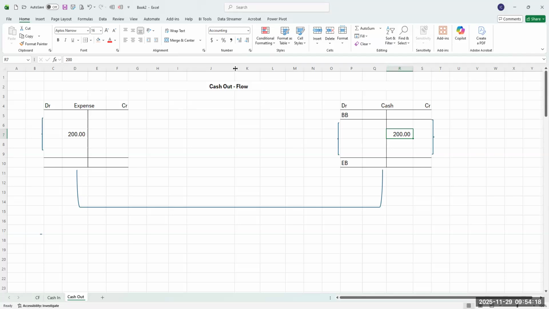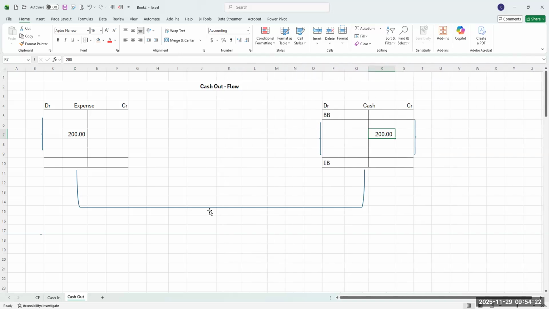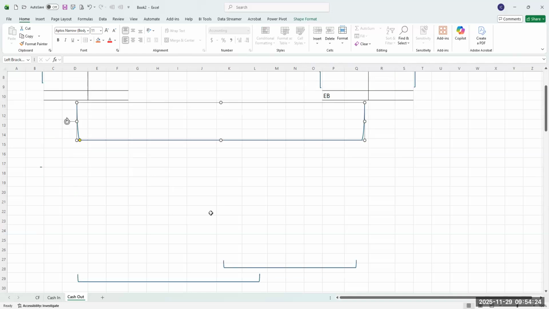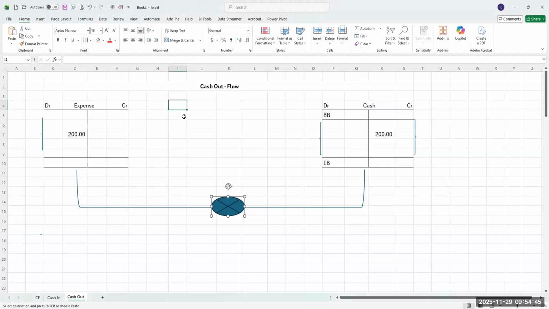Obviously no. So what will be in the middle? If we don't pay the cash right away, what am I going to have in the middle? Accounts payable. So if that chain is broken here in the middle, instead of accounts receivable, now I'm going to have accounts payable. Let's get our accounts payable account. That's our accounts payable account.